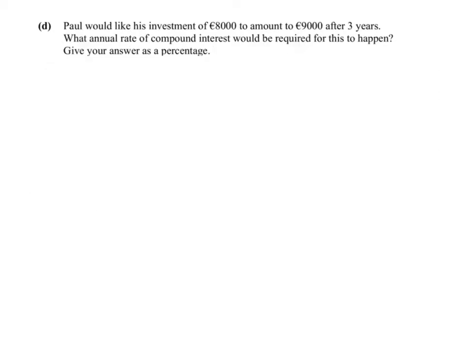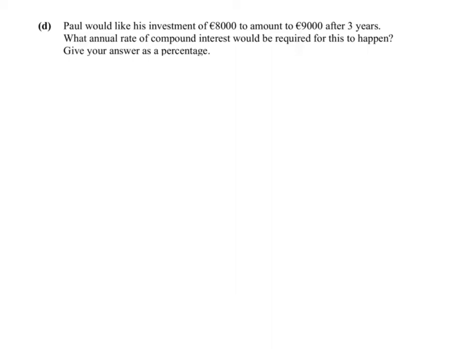Paul would like his investment of 8,000 to amount to 9,000 at the end of the 3 years, and he wants to know what annual rate of compound interest would be required for this to happen. So another way of saying find the AER. Okay, so fill in what we know. He wants the future value of his investment to be 9,000. His current investment amount or principal amount is 8,000. We know it's for 3 years, but we want to know what the rate would be.